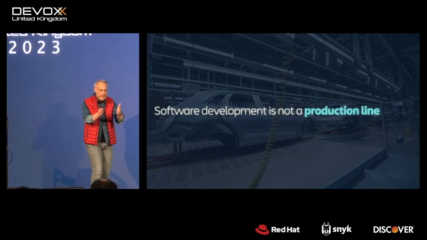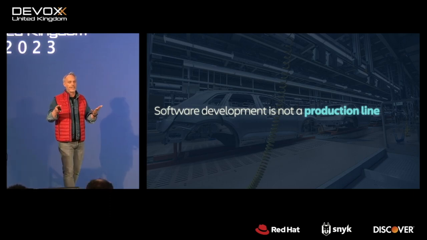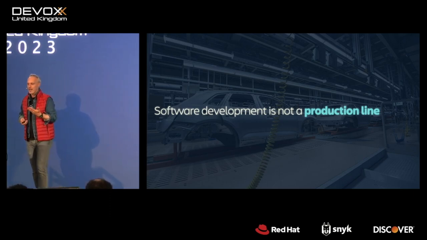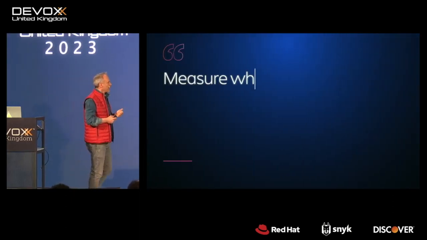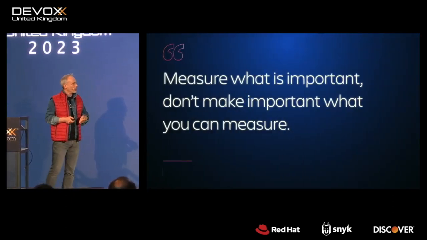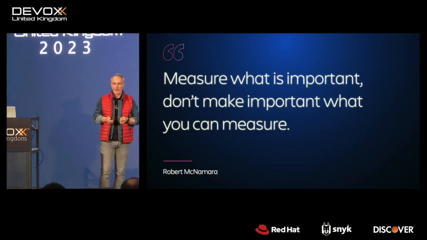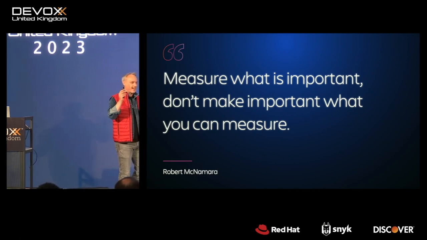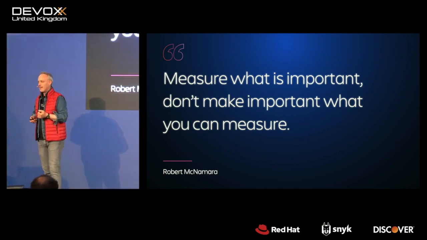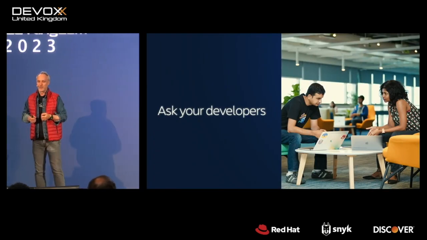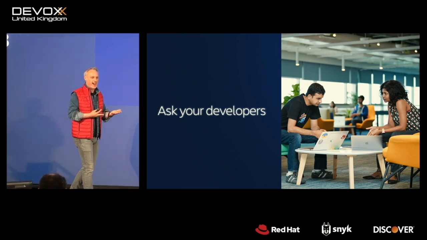So software development is not a production line. We don't produce the same car over and over again. We do different things, right? So don't treat your software development as a production line. As I said, signals are great, but think about what you see, right? There's another quote: measure what is important, but don't make important what you can measure. So also, don't just take the measurements and look at them and say, oh, we need to increase this or that. Also ask your developers what's wrong, because they actually know what's wrong and what bothers them, right?